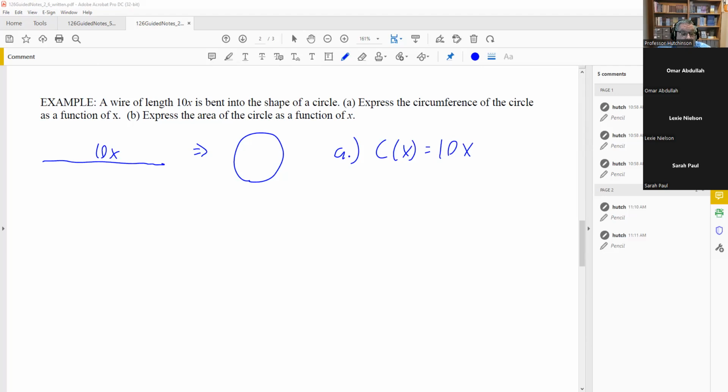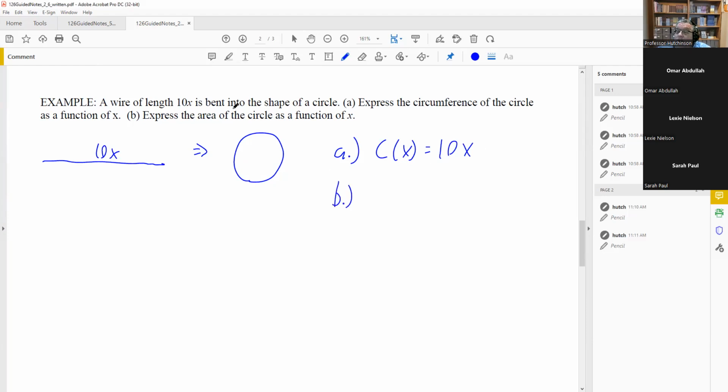That's all it's going to be. Circumference is simply how far it is all the way around the circle. That's all you have to do there in that case.